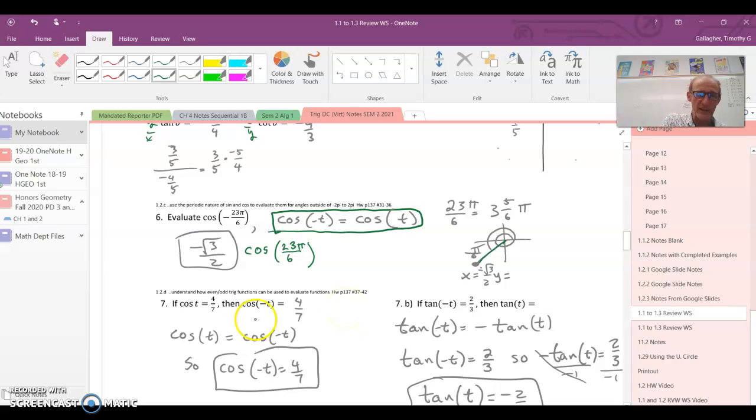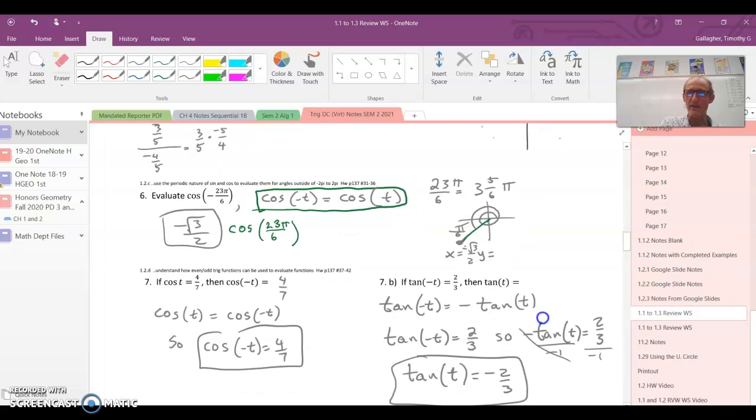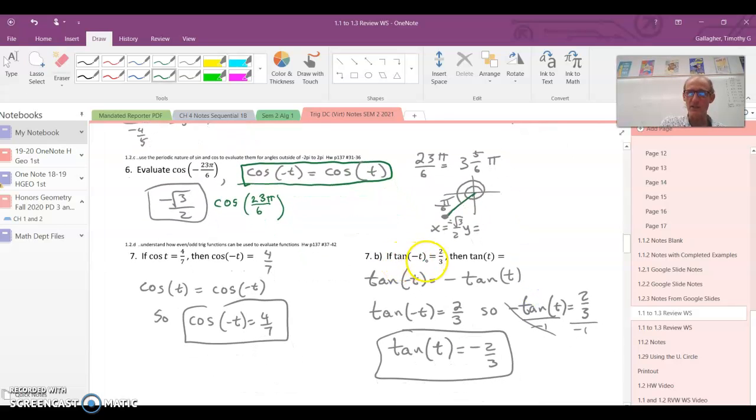Okay? So again, the even function, if the cosine of t is 4 over 7, then the cosine of -t is also 4 over 7, because they are equal to each other. The cosine of t is equal to the cosine of -t. It's because it's an even function. Now the tangent, though, is odd. So if the tangent of -t is 2/3, then the tangent of t is negative 2/3, because the tangent function is an odd function.